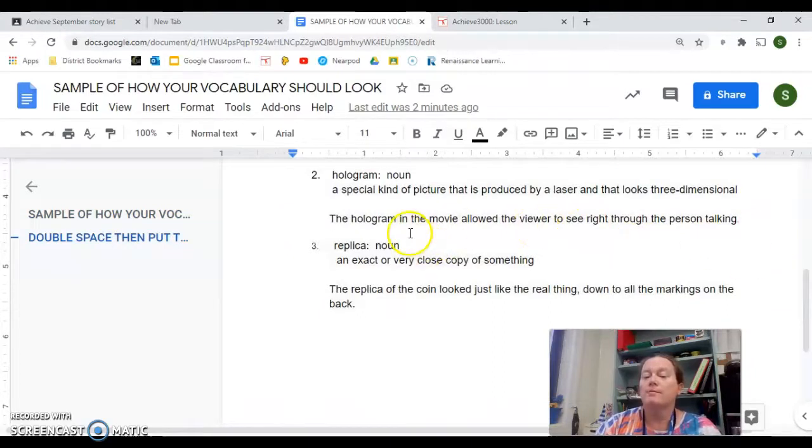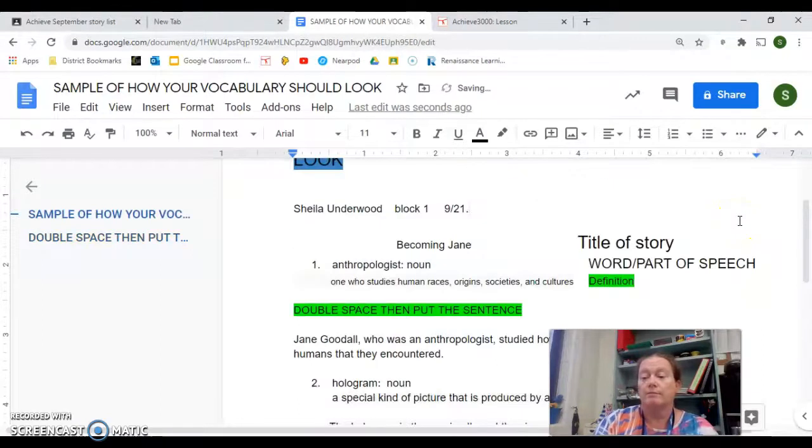Here is a hologram. It's a noun. It's a special kind of picture. It's produced by a laser that looks 3-dimensional. You might say the hologram in a movie allowed the viewer to see right through the person talking. And you'll notice that in this particular sentence, it is missing something. And if it is missing something, then it is an error. In this case, it is missing a period.